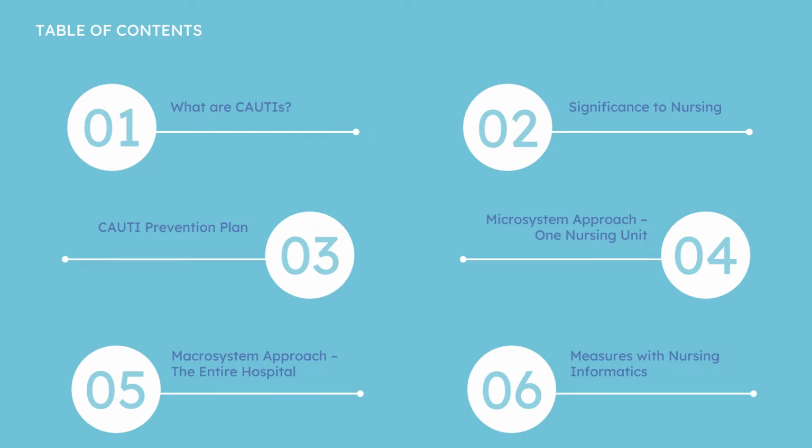Here you will see the table of contents, which lists the order of information that's going to be given. First, what are CAUTIs? Second, the significance to nursing. Third, the CAUTI prevention plan. Fourth, the microsystem approach. Fifth, the macrosystem approach, and lastly, measures with nursing informatics.